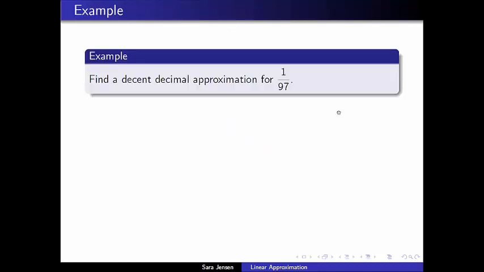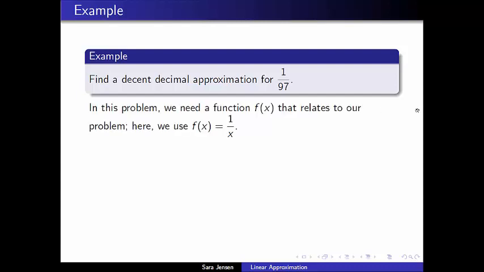So with that short review, let's work an example. Let's find a decent decimal approximation for 1 over 97 without doing any kind of long division, but instead using linear approximations. So if our goal is to truly use a linear approximation, first of all we need that function y is equal to f of x, and it should have something to do with our problem. Here we're looking at 1 over something. We're just going to think about 97 as being some sort of value we want to approximate, and so we're going to use the function f of x is 1 over x.